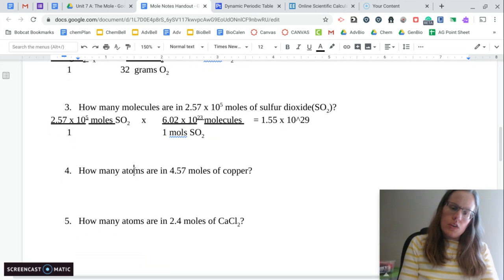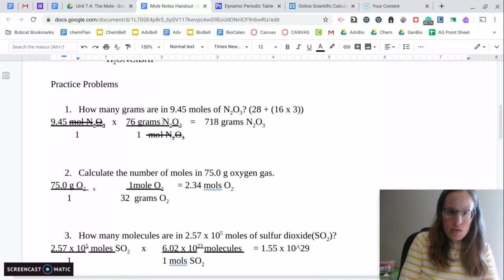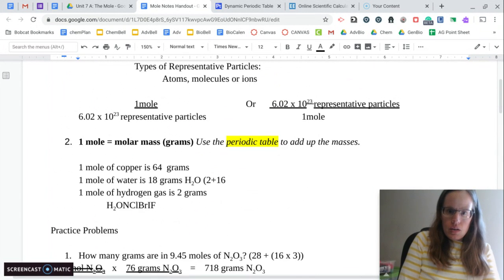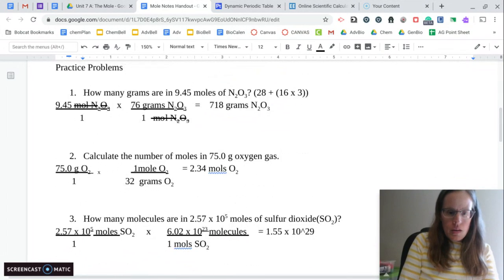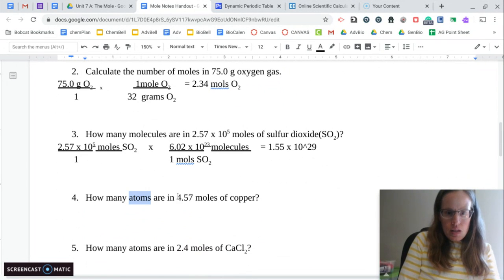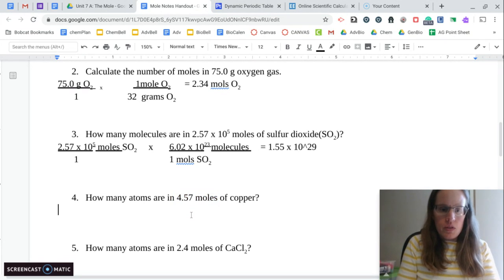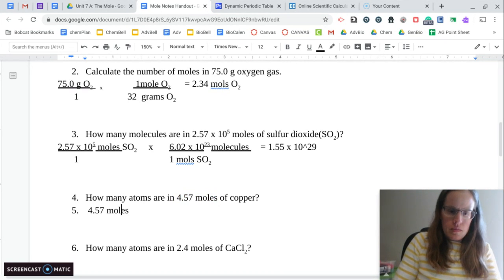All right, this one is very similar. They're asking for atoms. Atoms and molecules are both representative particles. Right, they are these things we wrote down right here. So with atoms, I'm still using that number. This number is for atoms, molecules, or ions, any kind of representative particle. So I'm going to take the number that they give me, put it over 1. Copper.